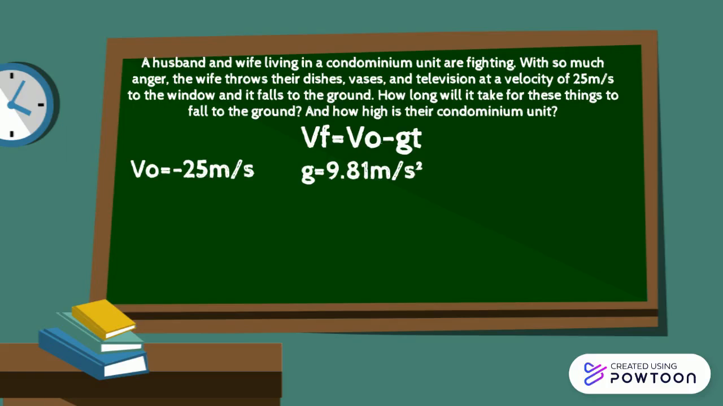The problem says to the ground. If an object drops to the ground, it stops. And if the object is at rest, it means that the velocity is basically zero. So there you go, the final velocity is 0.